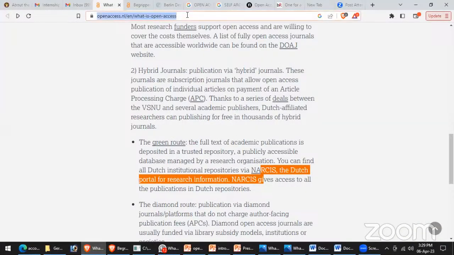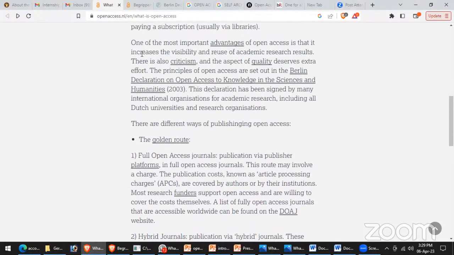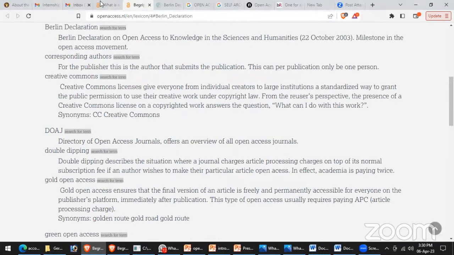Here I have this one. For the notes purpose, you can take it. I have put up the URL. You can access this URL. All the information regarding open access is mentioned over here. Very neatly it has been mentioned, and in a short description, it has been well explained.